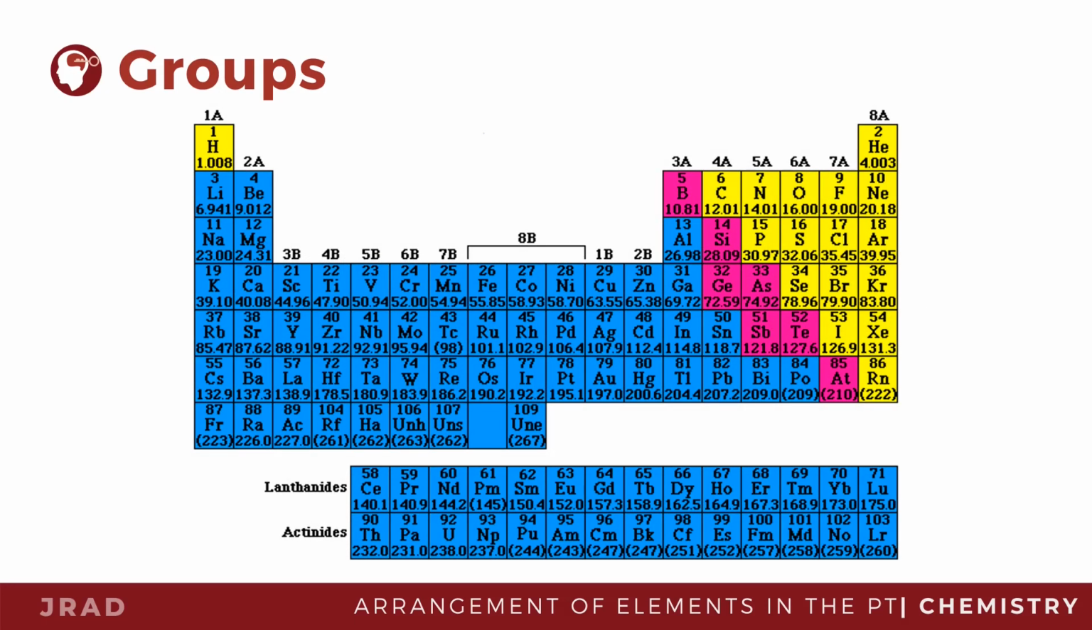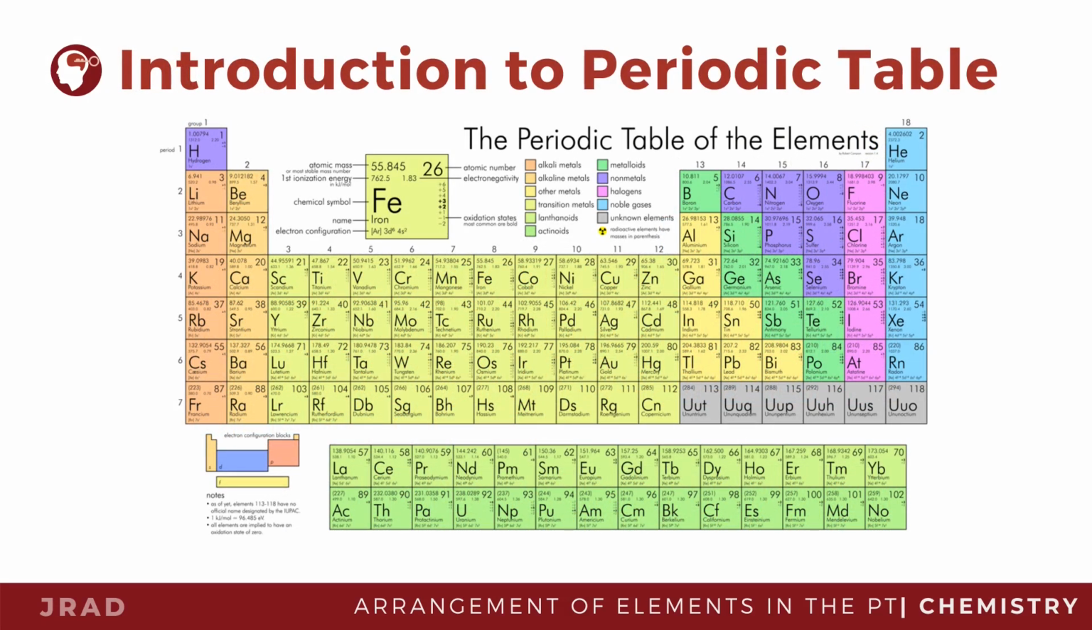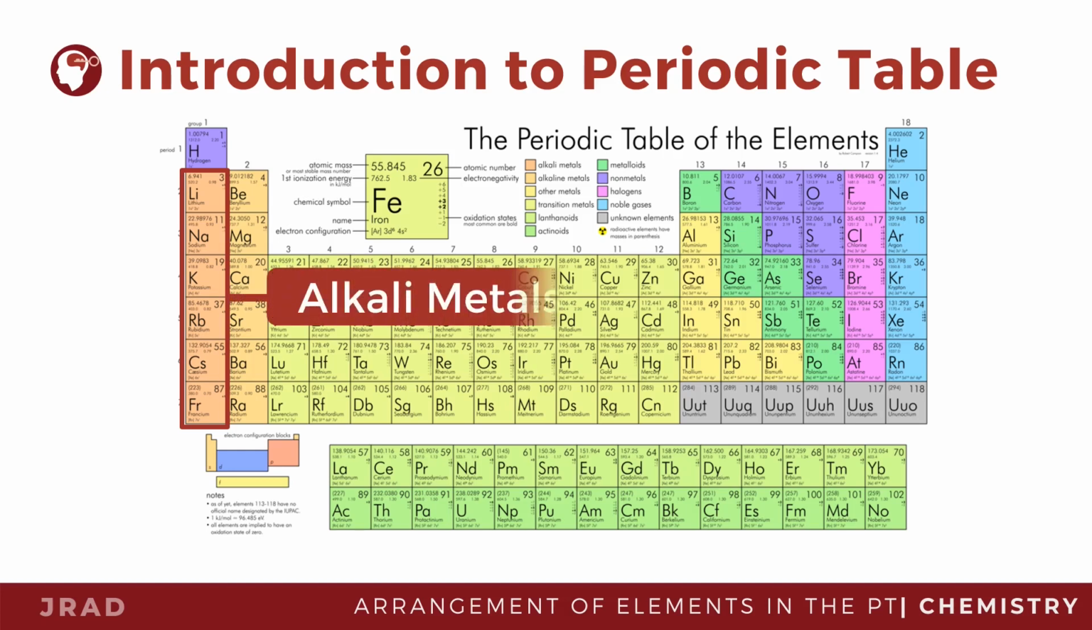The periodic table of elements has 18 vertical columns. The elements are classified into two categories, namely Family A or representative elements and Family B or transition metals. The first group is called the alkali metals. This group is composed of lithium, sodium, potassium, rubidium, cesium, and francium. All the elements found in this group are highly reactive in nature and are soft solids.